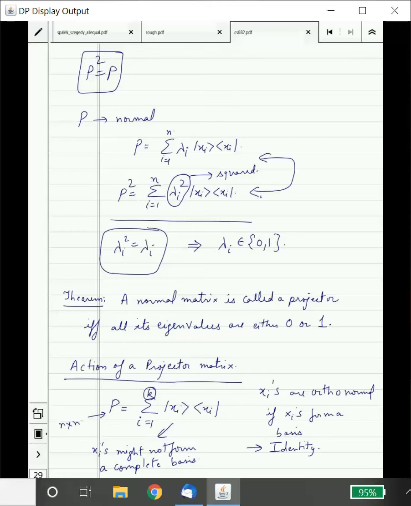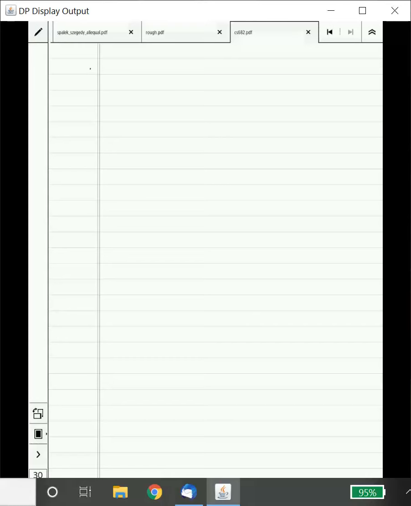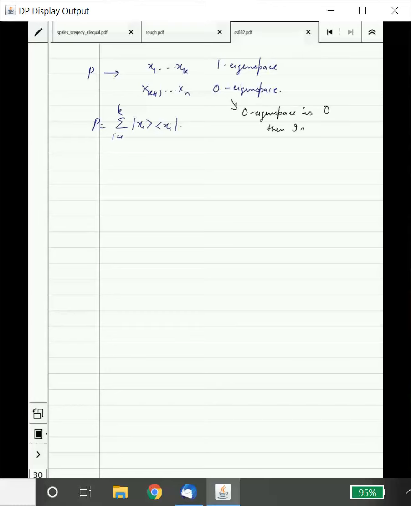Let me clarify it more. If P has x1 to xk in the 1 eigenspace, and I can complete the basis with xk plus 1 to xn in the 0 eigenspace, these are the only possible eigenspaces, then by spectral decomposition P will be the sum of xi xi transpose. When the 0 eigenspace is empty, then I get the identity matrix. This seems like a very simple formula for the projector.